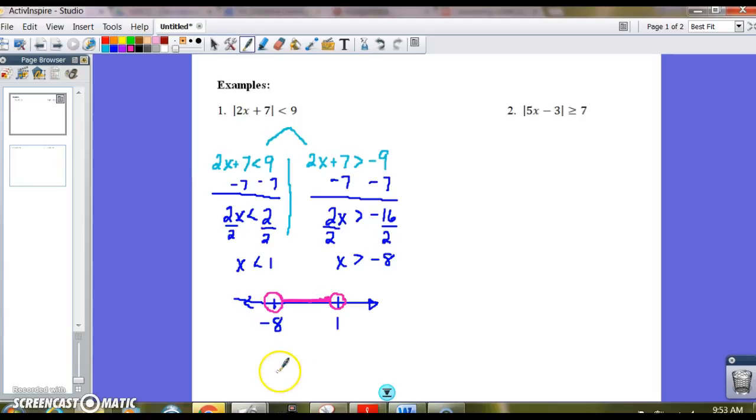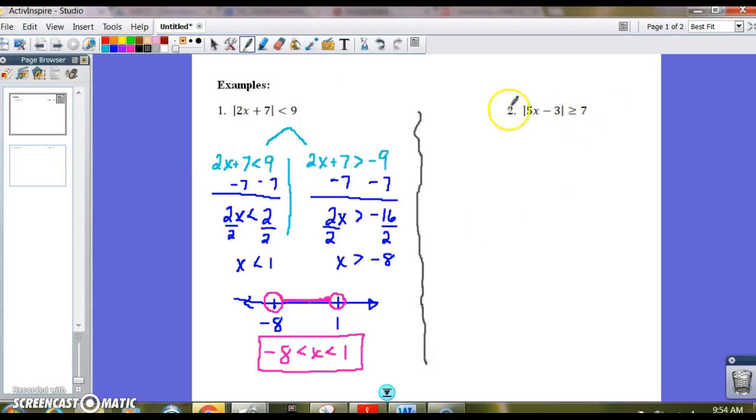So if you were to write your answer, you can write this as one compound inequality. Negative 8 is less than x is less than 1. And that is your answer. Okay, so again, set up your two inequalities, solve them separately, graph them on the same number line, and then write out your solution. Okay, those are the steps that you're going to follow. Let's go ahead and look at example number 2. Now this is a little bit different. This one has a greater than symbol in it. That one had a less than symbol in it.